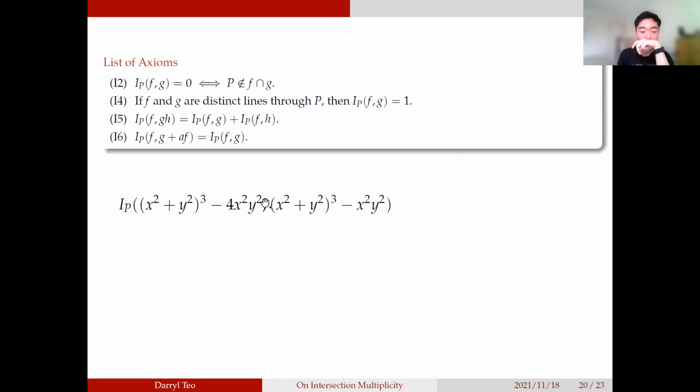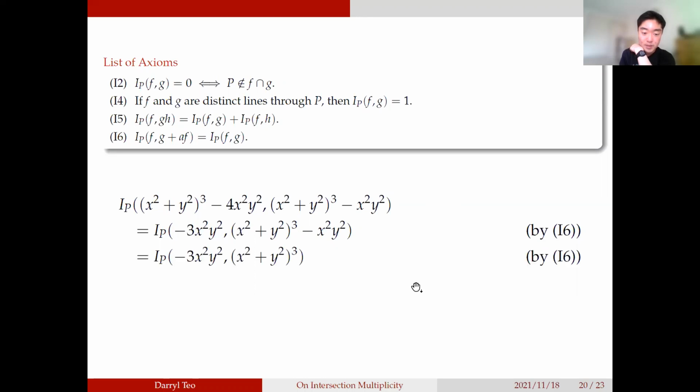So beginning with our two curves, the first step is to chop off the cubed bit. So I subtract the second from the first to get rid of the x squared plus y squared all cubed, leaving me with just negative 3x squared y squared on the left using I6. The next step is to chop off now the x squared y squared bit by multiplying this by a third and subtracting it from this side to cut that off, again using I6.